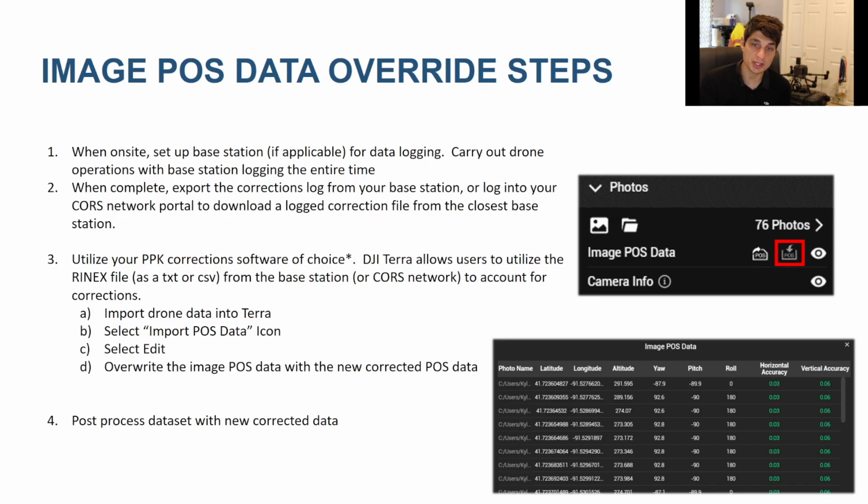So hopefully steps 3 and 4 aren't too difficult, but essentially, yes, get your text or CSV of a RINEX file from your corrections and then merge that on Terra with your image POS data.